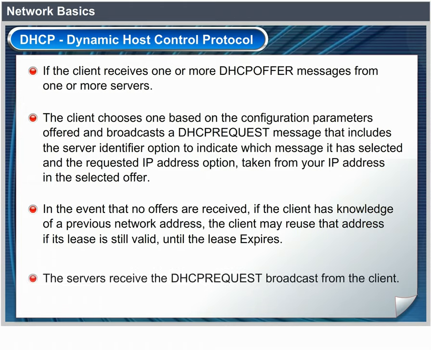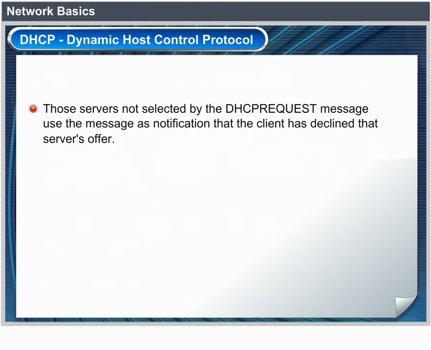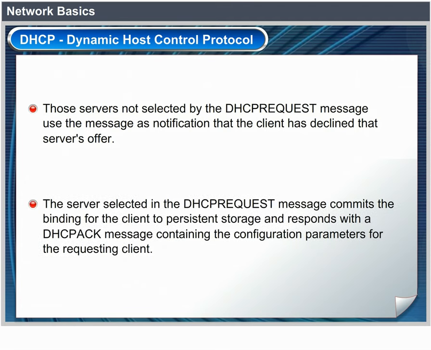The servers receive the DHCP request broadcast from the client. Those servers not selected by the DHCP request message use the message as notification that the client has declined that server's offer. The server selected in the DHCP request message commits the binding for the client to persistent storage and responds with a DHCPACK message containing the configuration parameters for the requesting client.